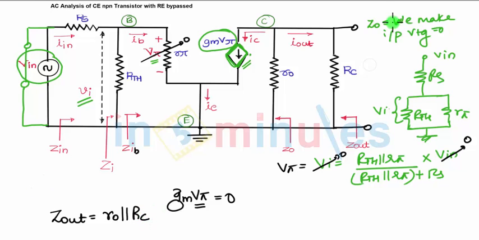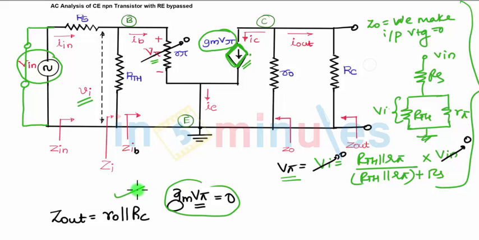So for the derivation, you need to write these steps. Prove that gm V pi is 0. Then only write this step. If you directly write the steps, that means you are not proving that the current source is 0, so you might lose marks in this case. After proving this, you can write the value of Zout as 5.676 kilo ohms.